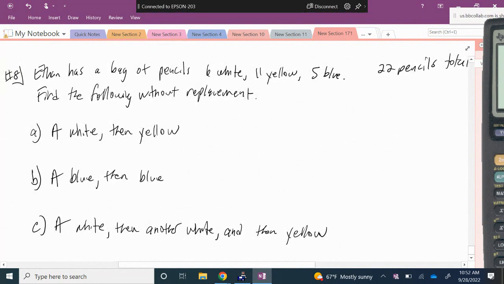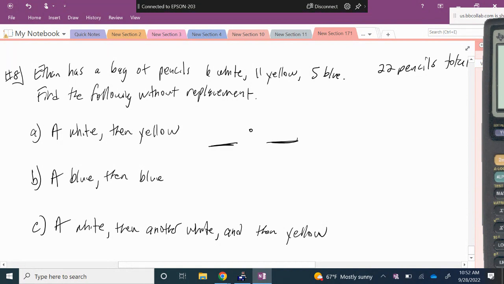And it says find the following without replacement. So that means once a pencil is taken from the bag, it's not put back in the bag. Now, unlike that marble problem, I believe, it really doesn't say if he's taking them 2 at a time or not, but it says find the probability that a white pencil is drawn and then a yellow pencil is drawn. Right, so I'm drawing 2 pencils.